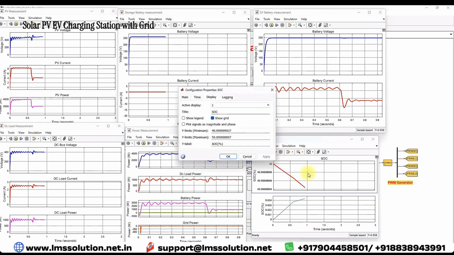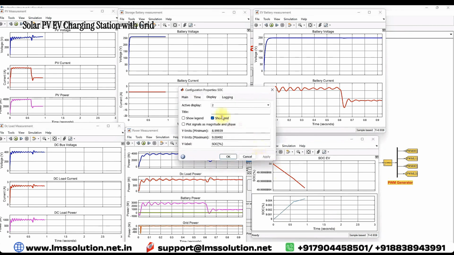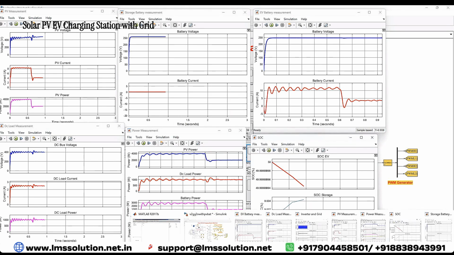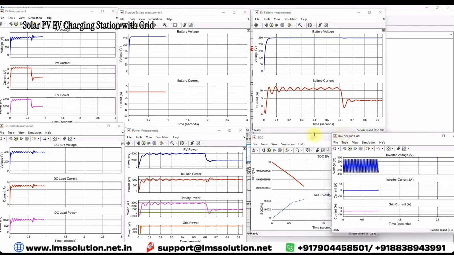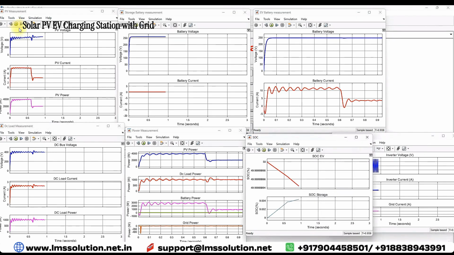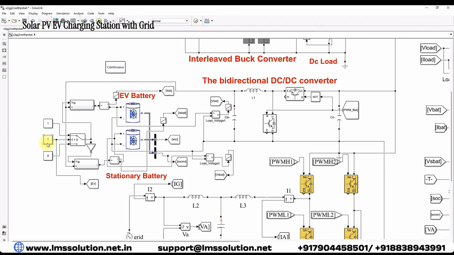The first one is SOC of the EV, and the second one is SOC of the storage battery. Next, you can see the inverter current and the grid current. Now the condition is that we are connected to the EV. That means here we are making condition one. Now the EV is connected to the system.